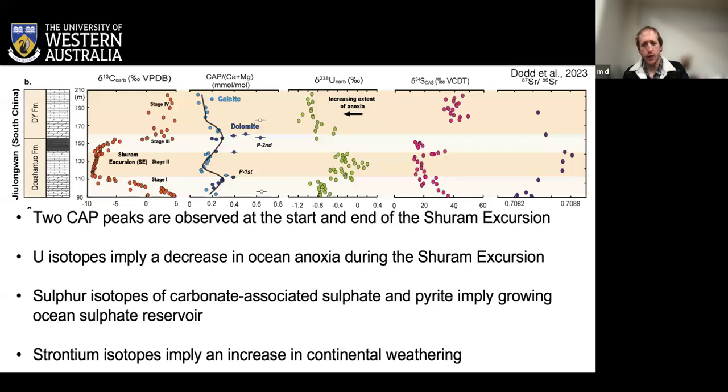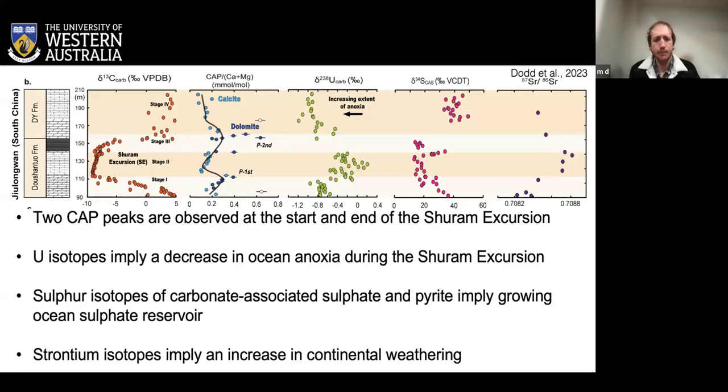Then if we move to the right, we have our uranium isotope profile. This is uranium bound within carbonate minerals. And for those of you who don't know, uranium isotopes in carbonates have long been used as a proxy for ocean anoxia, with more negative values being increasing extents of ocean floor anoxia. So those are really the three panels I want to focus on. The other two to the far right are not so important at this point in time.